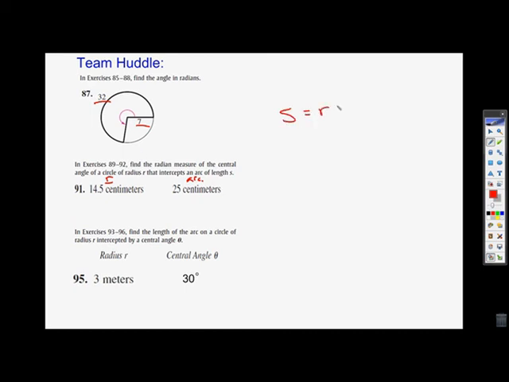S is equal to R times theta. So now here our radius is 14.5. And that is equal to the arc length of 25 centimeters. So now we're going to divide both sides by 14.5. That'll divide out, and then theta will equal 25 divided by 14.5, which on your calculator is 1.72 radians.